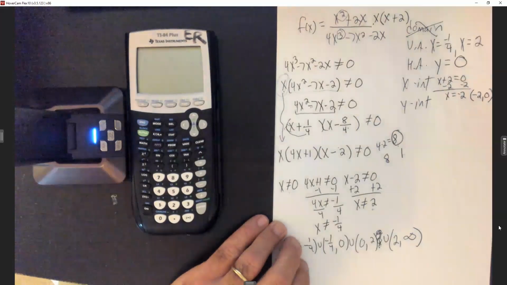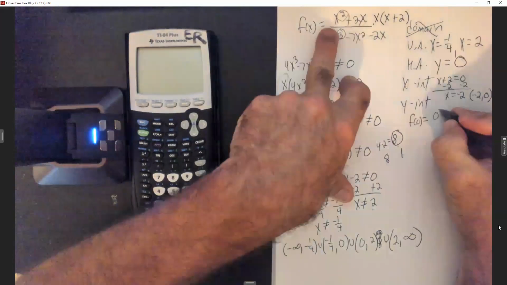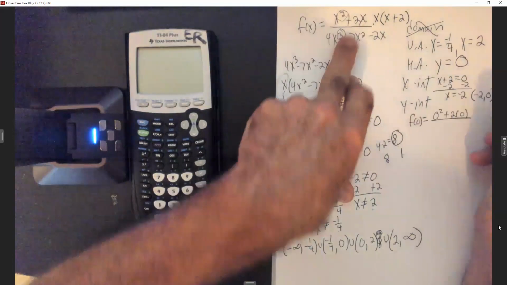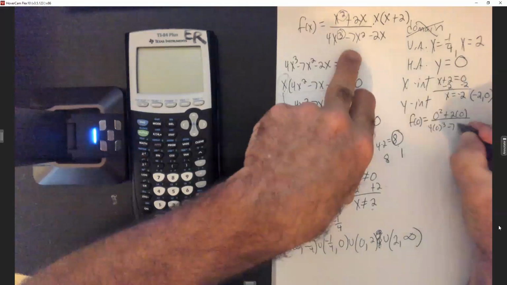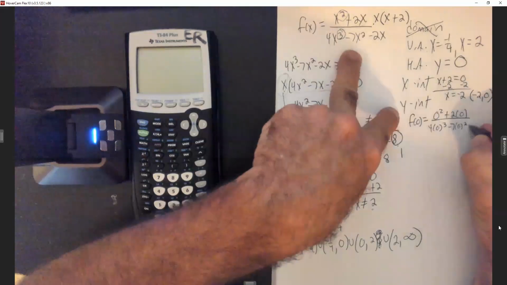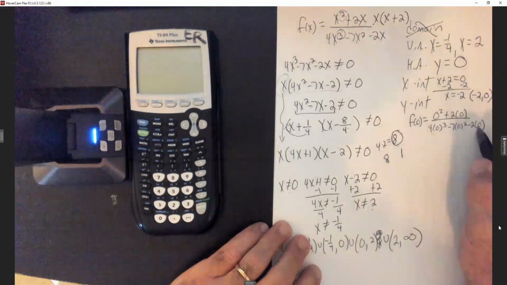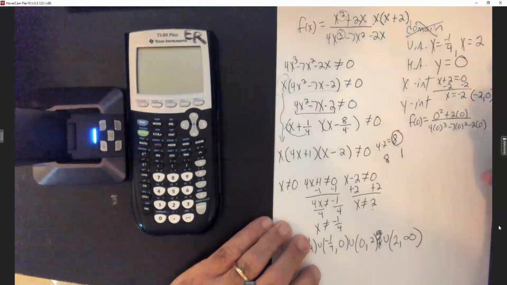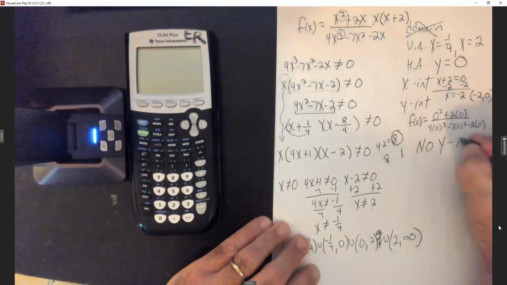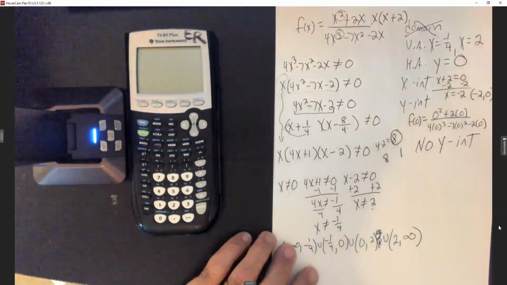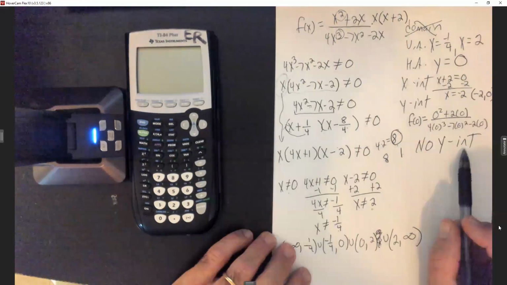And the y-intercept, we said was finding f of 0, which would be 0 squared plus 2 times 0 all over 4 times 0 cubed minus 7 times 0 squared minus 2 times 0. Y'all, what's the bottom going to give you? 0 minus 0 minus 0 is a 0. So can we divide by 0? No. This thing is undefined, which means there's no y-intercept. But we knew that over here because at 0 we said it was undefined. So there's no way you can have a y-intercept when a point is undefined, okay?